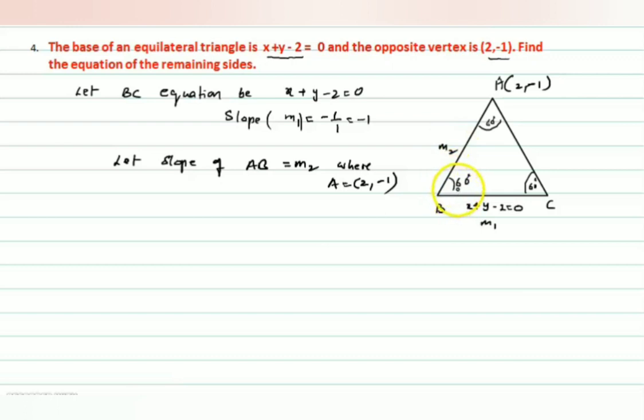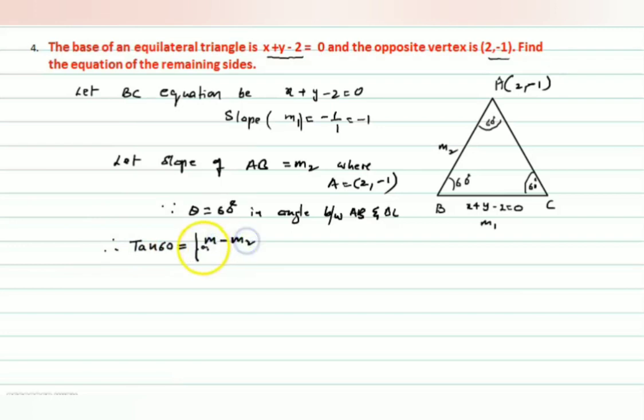If the angle between the lines is theta, and m1 and m2 are the slopes of the two lines, then tan theta is equal to (m1 minus m2) by (1 plus m1 m2). So that I can find the value of the unknown slope. Since theta is equal to 60 degrees, the angle between AB and BC, therefore tan 60 is equal to (m1 minus m2) by (1 plus m1 m2). Tan 60 is root 3. Root 3 is equal to (minus 1 minus m2) by (1 minus m2).